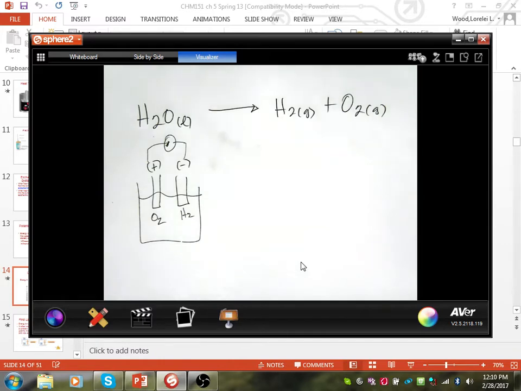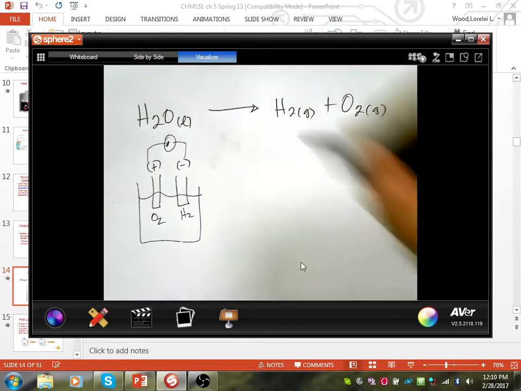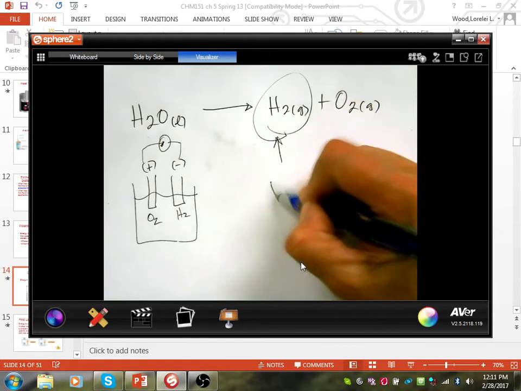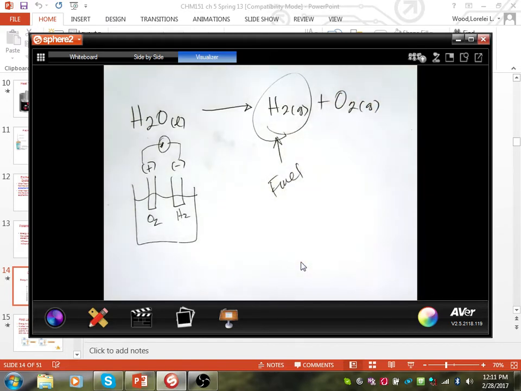And you can actually see this. There's a thing called a Hoffman apparatus that actually does this for you, and you can see the gases produced. This would be a really dandy way to produce hydrogen gas, which I consider the fuel of the future. Hydrogen gas is the fuel of the future.